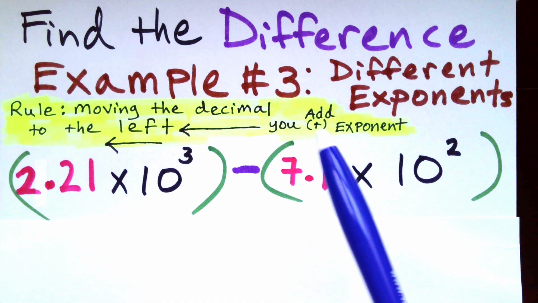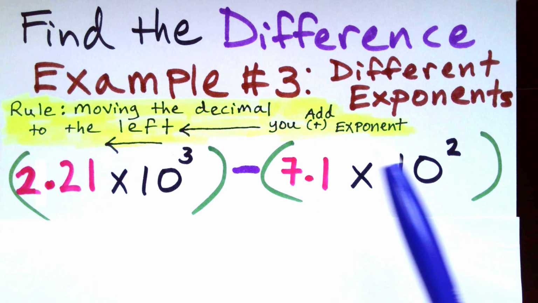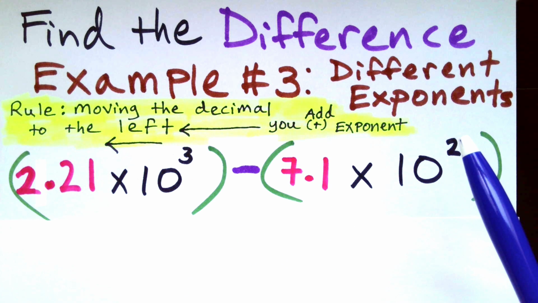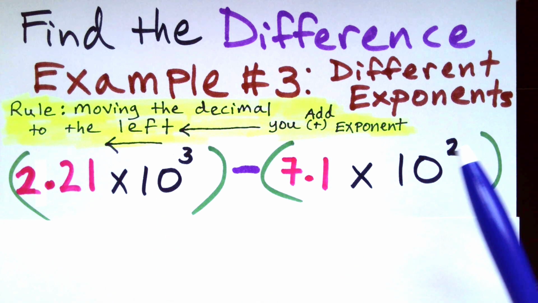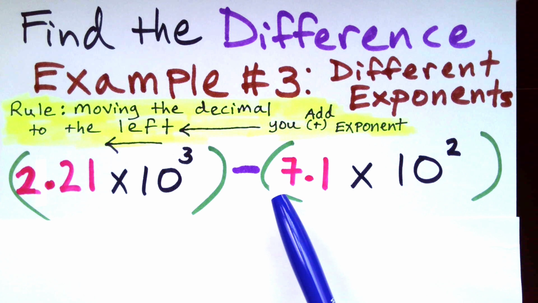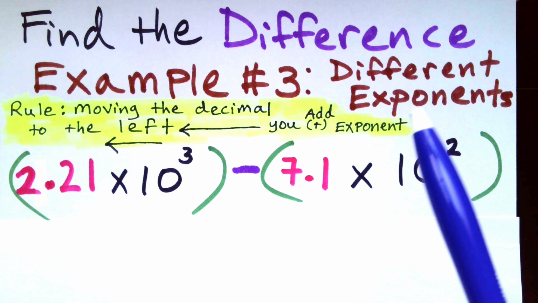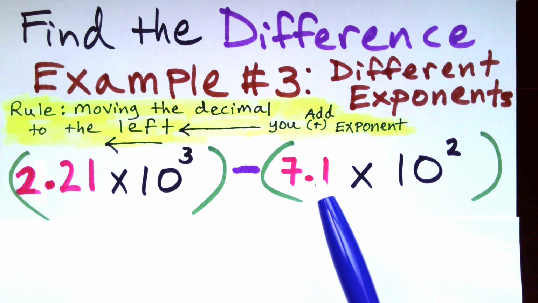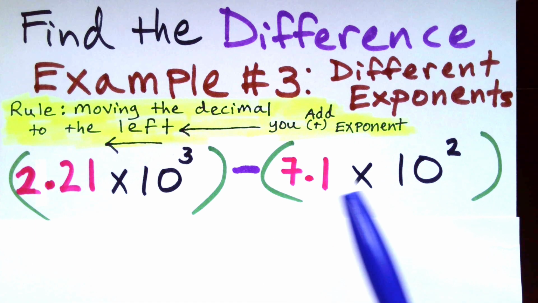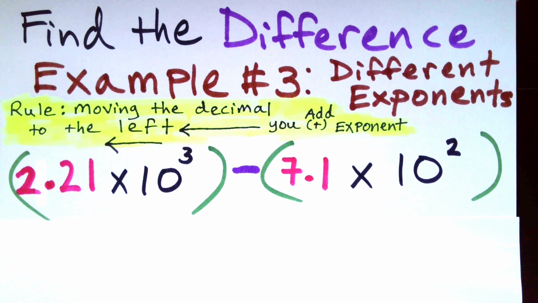Okay, so I'm going to manipulate the 7.1 coefficient. Why? Because the exponents are different. They're not the same. The base is the same, but the exponents are different. And if I move this decimal to the left one time, like I'm showing you up here, then you can add to the exponential power. So if I move this to the left one time, I add 1 to 2, I'll get the same exponential power of 3. Let me show you what I'm talking about.